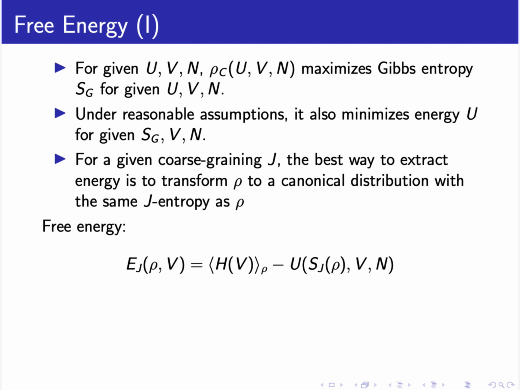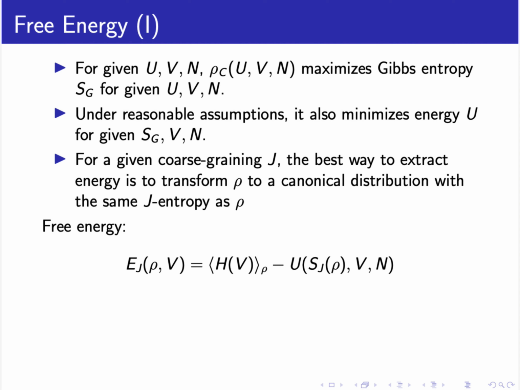So now, define the free energy as the difference between the actual energy and the energy the system would have if it was in the canonical state at the same J entropy. So the free energy is indexed by J. So different coarse-grainings give different energies, different free energies.